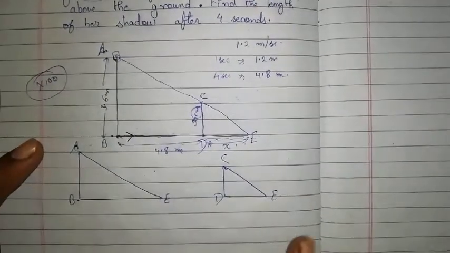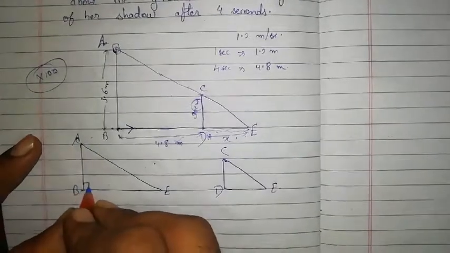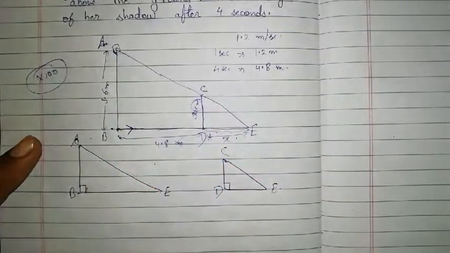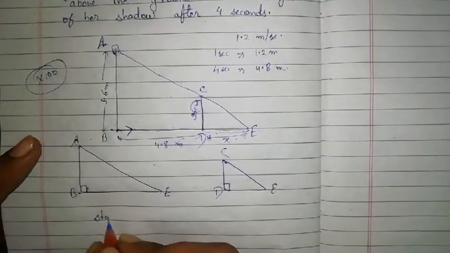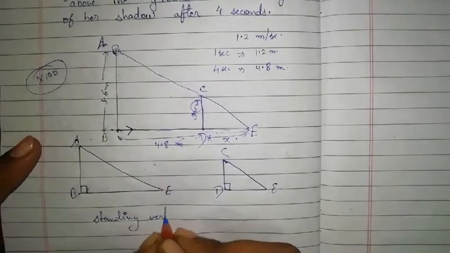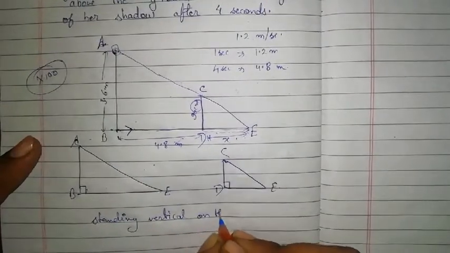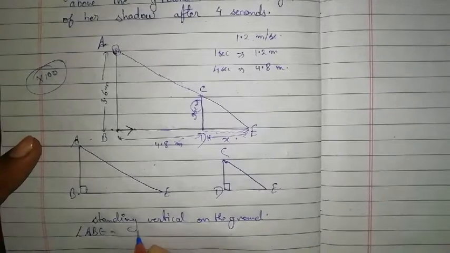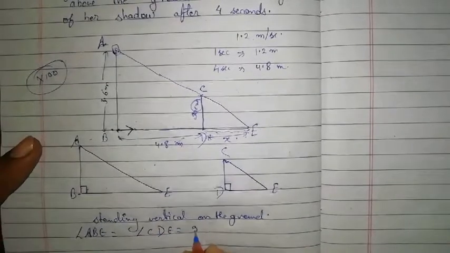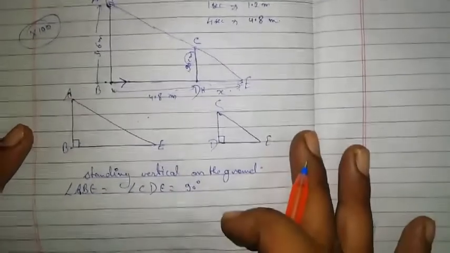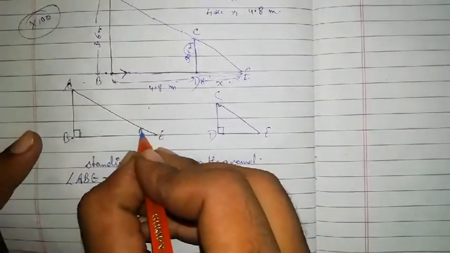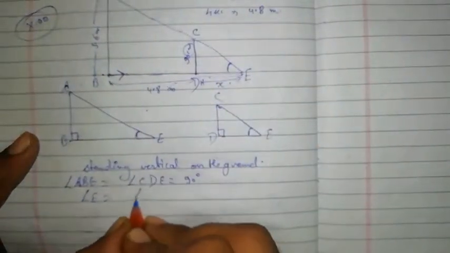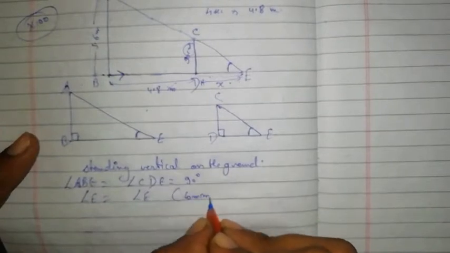Now we have these two similar triangles. How will they be similar? Look, both these, the lamp and the girl, are standing vertical on the ground, which implies that angle ABE is equal to angle CDE is equal to 90 degrees. Another thing we can have, look, this E and this E angle. So angle E is equal to angle E. This is the common angle. This is the same in both triangles.